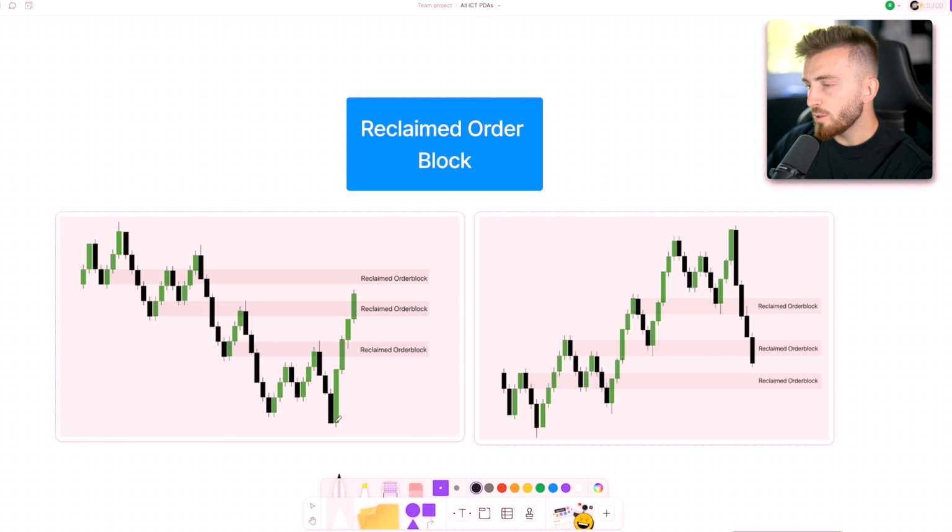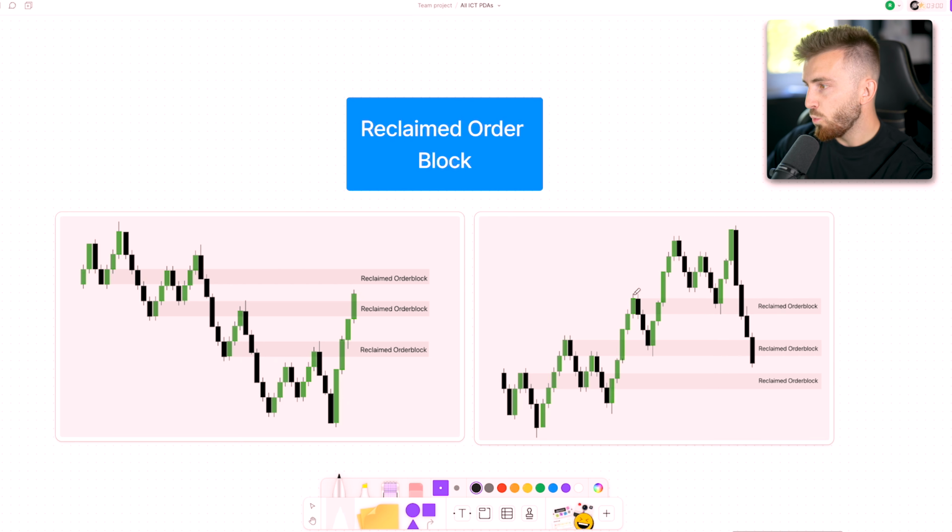And the reclaimed order blocks are going to appear once we have a shift of momentum. All of the first up close candles on a bearish trend are going to be reclaimed order blocks. So you can see this one is a reclaimed order block. This one is a reclaimed order block. We had this move up, so this was the first candle that did it. This is a reclaimed order block, and so on and so forth.